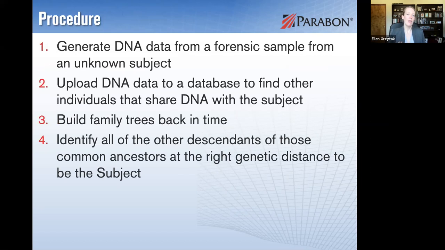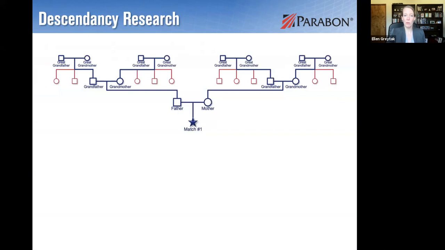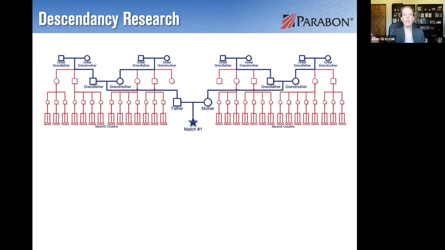Then this is what I was just talking about, building forward in time to find the other descendants. So this is back in time. Then we build forward, trying to find. So in this case, we have now a list of all the second cousins of match number one.